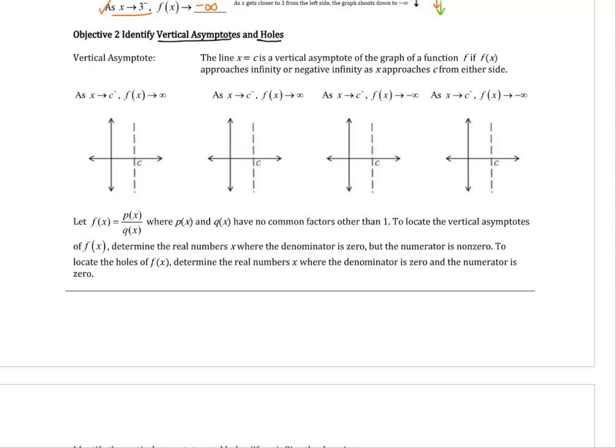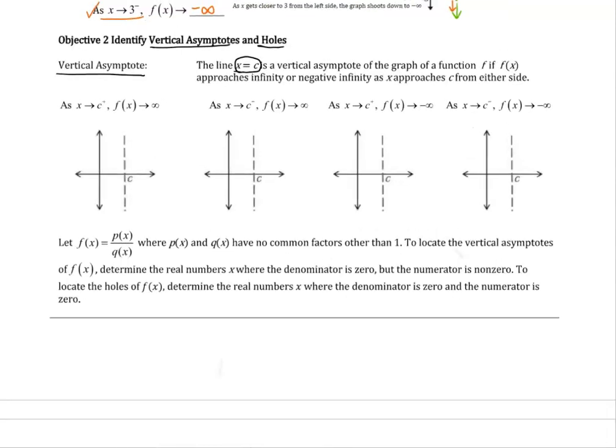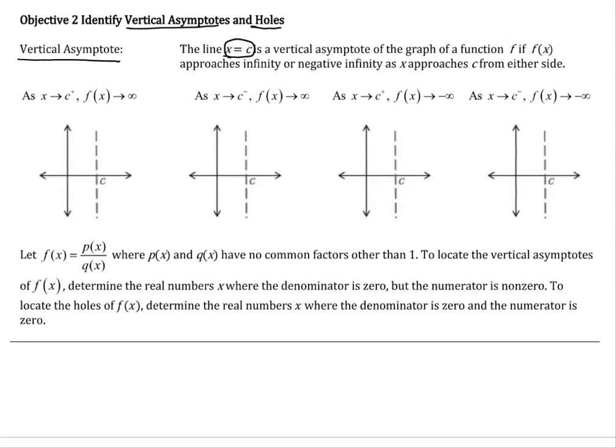rational function. We begin with the definition of a vertical asymptote. A vertical asymptote is a line, x is equal to some number, where the graph is approaching either positive infinity or negative infinity from one side of that line. So for example, if x were approaching c from the right and the graph were shooting up to positive infinity, that would be an example of a vertical asymptote.